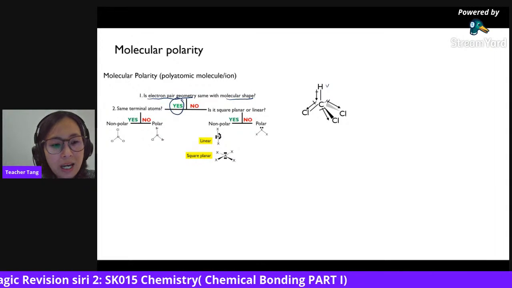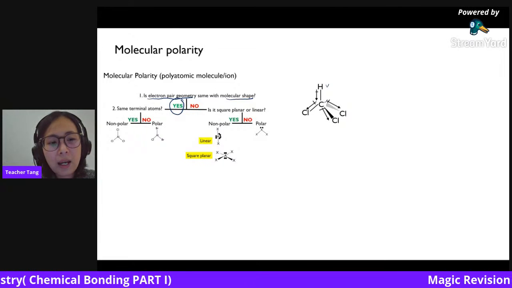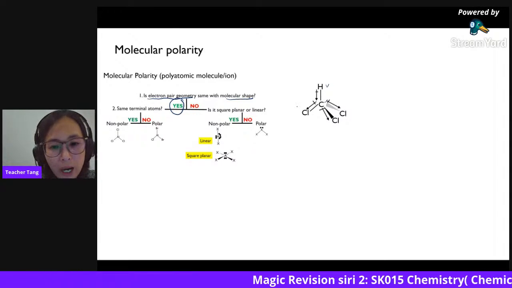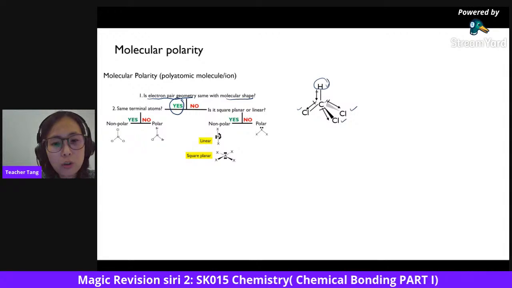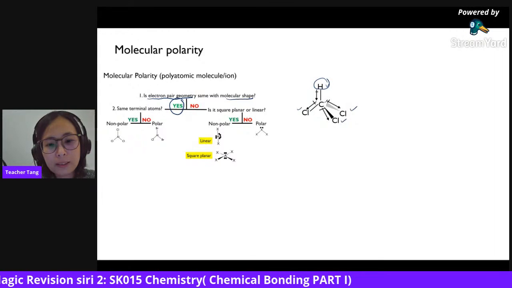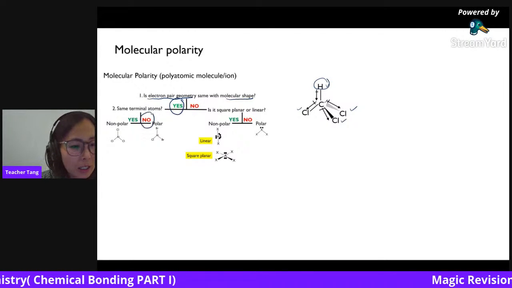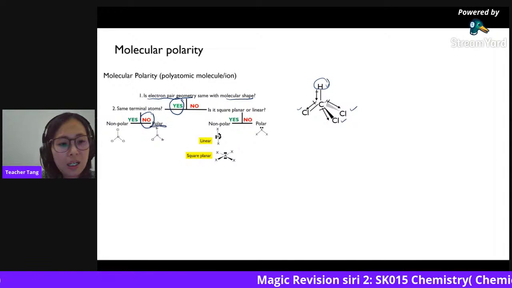So if yes, then we move on to ask ourselves the second question. Are the terminal atoms the same? So can you see that here we have chlorine, chlorine, and also hydrogen. So that means they are not all the same. So if not all the same, the answer would be no. So that means CHCl3 is a polar molecule.